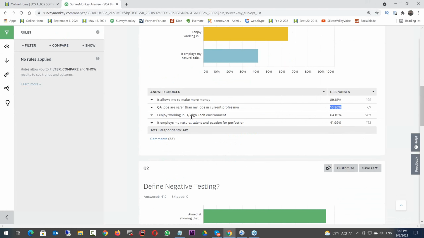Enjoy working in IT environment. That is a very good one, guys. You just enjoy working in high-tech environment. Yeah, sure.